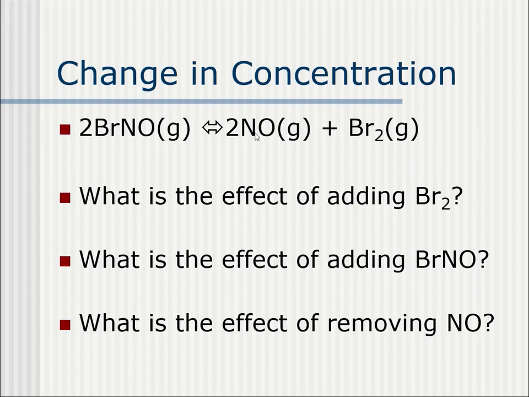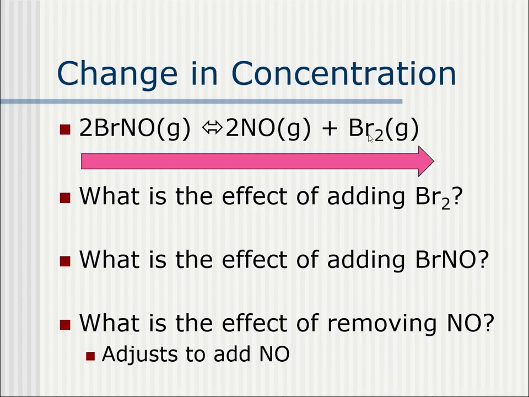What if I remove the NO? What if I take this out as it's being made? Well, it's going to try to make more. The way that this system makes more of the NO is to shift towards the right. So Br is going to go up. NO is going to go up also, trying to remake the NO that has been removed. And as a result, BrNO is going to decrease. So shifting and concentrations are going to happen based on whatever you add to the system. If you add something, it's going to shift away from it. If you remove something, it's going to shift towards it.